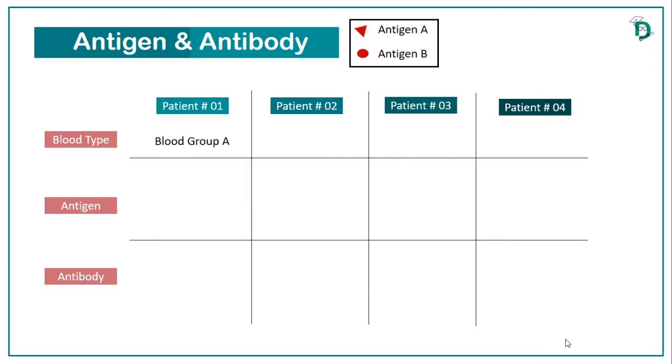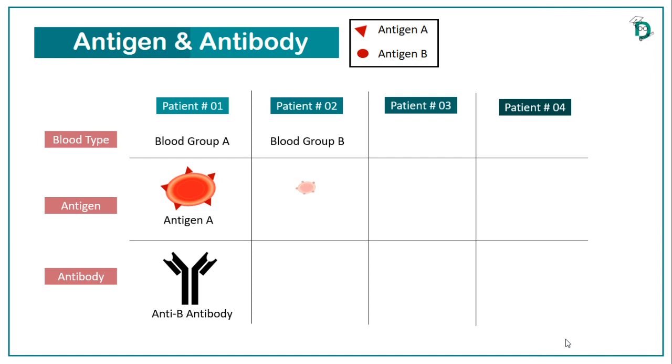If a person's blood group is A, it means RBCs of that person have antigen A on their surface, but plasma of that person contains anti-B antibodies, which are incompatible with antigen A of that person. If a person's blood group is B, it means RBCs of that person have antigen B on their surface, but plasma of that person contains anti-A antibodies, which are incompatible with antigen B of that person.